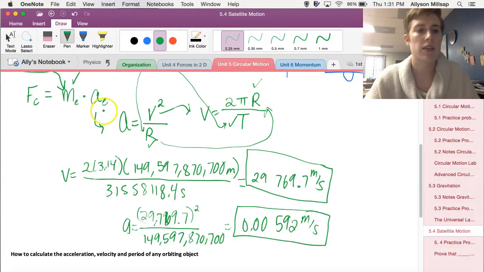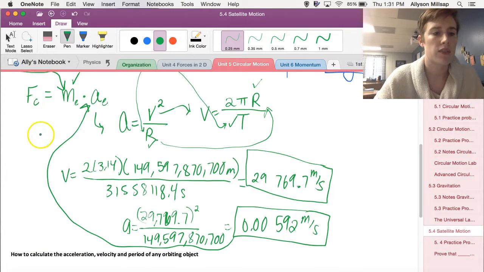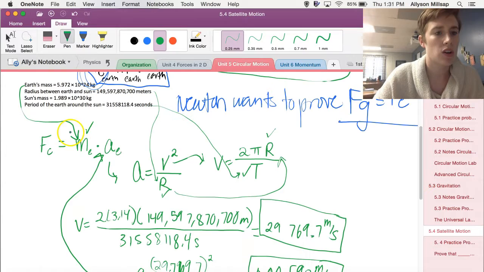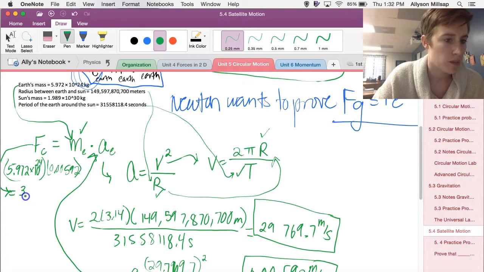So I have velocity and I have acceleration. So now I can use this acceleration value to plug it in here and find my f of c. So my mass of the Earth was given right here. It's 5.972 times 10 to the 24th. And I can multiply that by my acceleration, which I just calculated, which is 0.00592 meters per second squared. When I multiply them, my f of c value is 3.54, if I round, times 10 to the 22nd newtons.